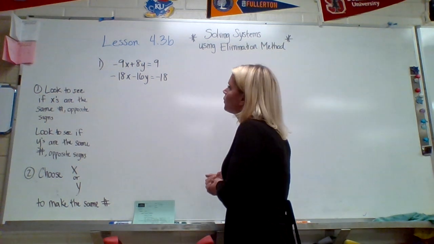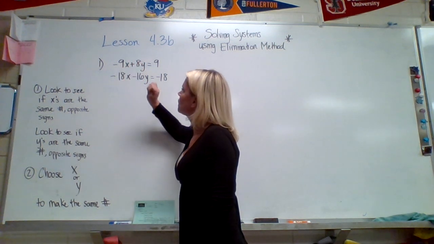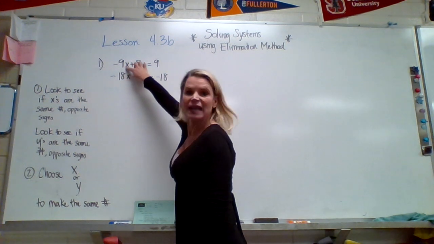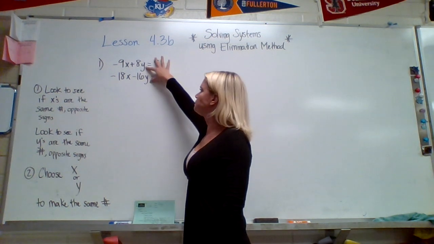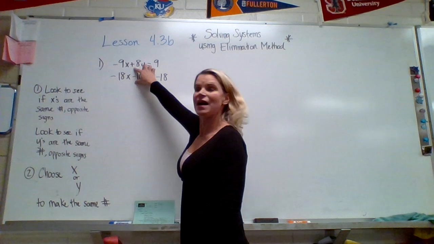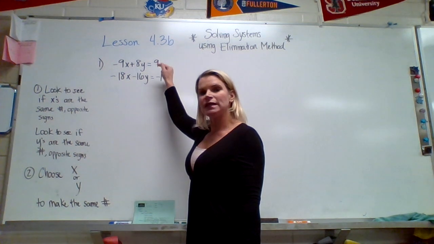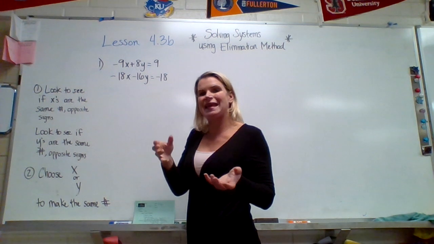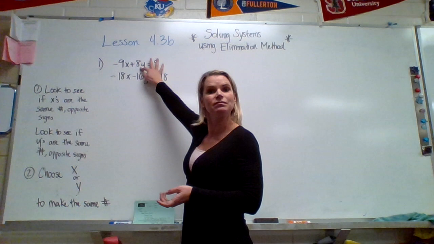Right now, I'm going to look at my x's and say, well, they're not opposite signs. 9 and 18, I could make this 9 into an 18. And I'm going to look at my y's. 8 and 16. Well, I could make 8 into a 16, and they have opposite signs. So I'm going to focus on the y right now. If I wanted to make both of the numbers the same number, I wouldn't choose to make them both an 8. I can't go smaller. But what I can do is make both of these numbers into a 16.